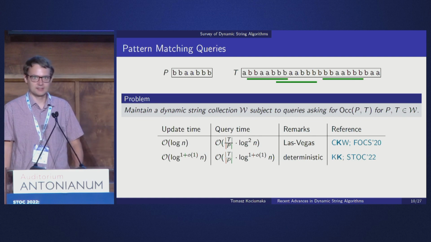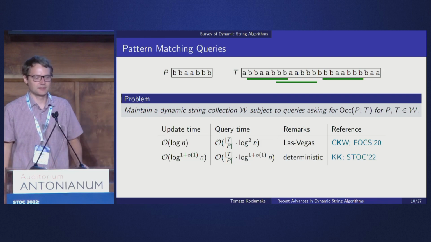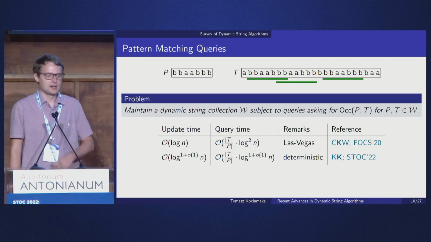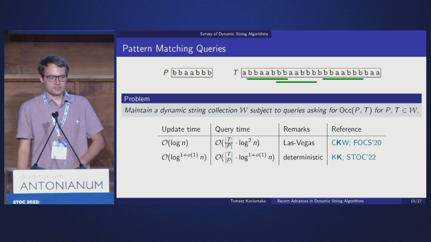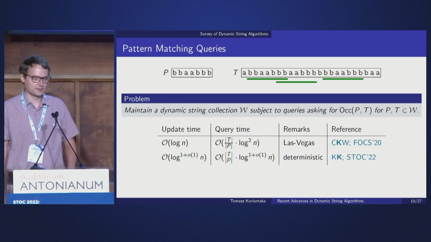The first one is the ratio between the length of the text and the pattern. And this is fairly necessary. That's because that's how much information we can get from the set of starting positions of the occurrences. So even to achieve this query time, we need to encode those occurrences quite efficiently in terms of some arithmetic progressions. And then there is some overhead on top of that, and this overhead is currently log squared n for the randomized solution and slightly over logarithmic for the deterministic solution.